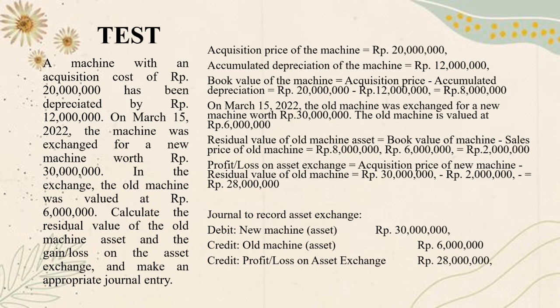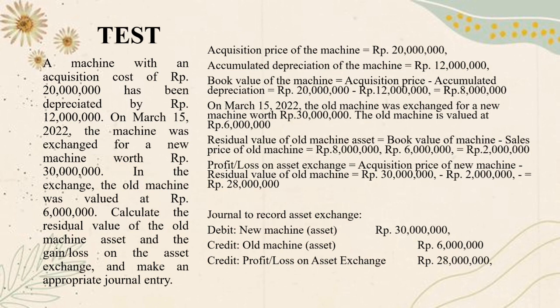We know the acquisition price of the machine is 20 million and accumulated depreciation of the machine is 12 million. So the book value of the machine, the formula is acquisition price minus accumulated depreciation. The result is 8 million. And we know on March 15, 2022, the old machine was exchanged for a new machine worth 30 million. The old machine is valued at 6 million.